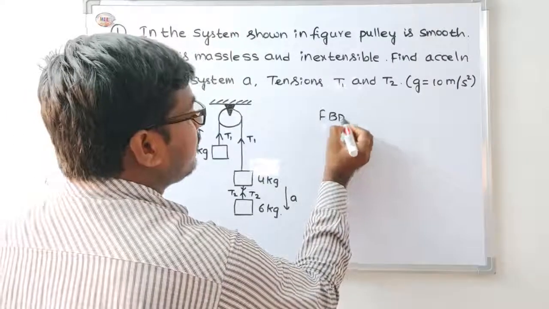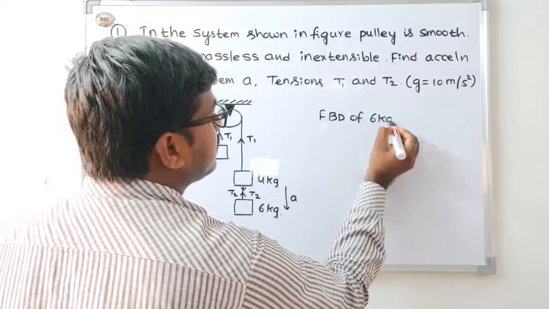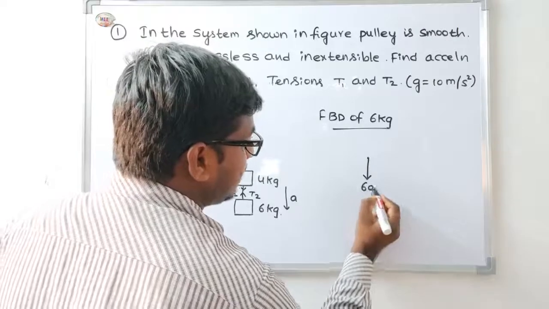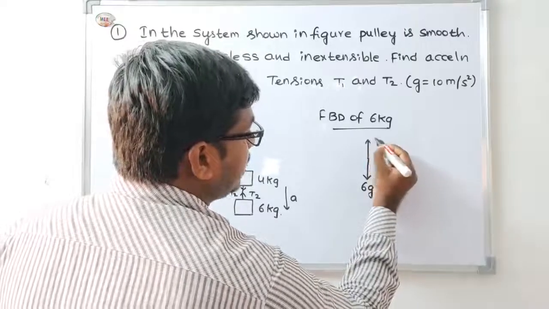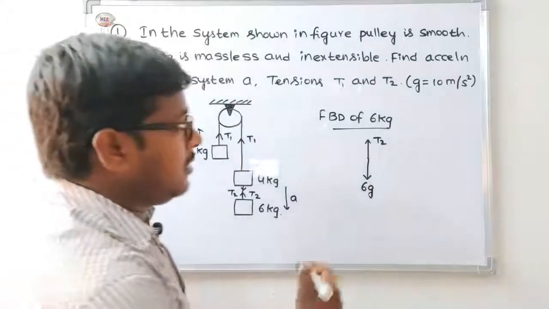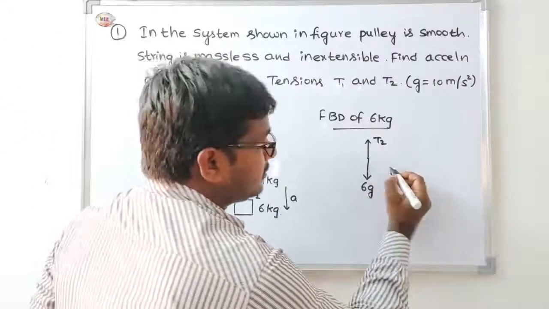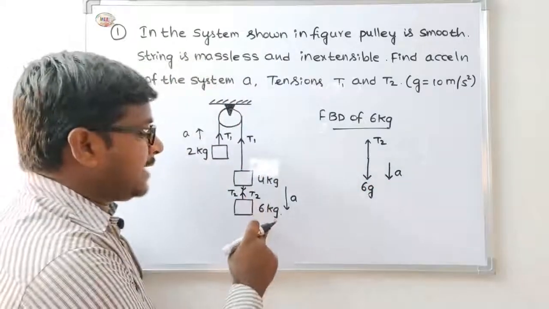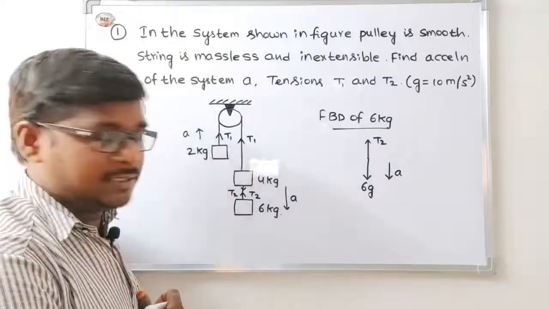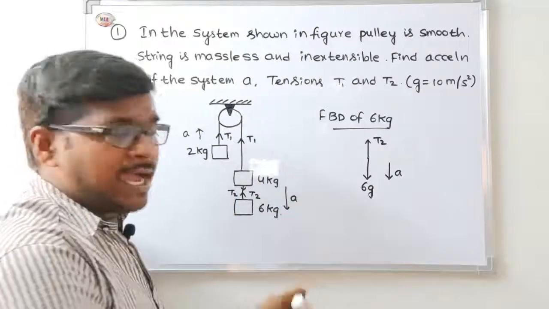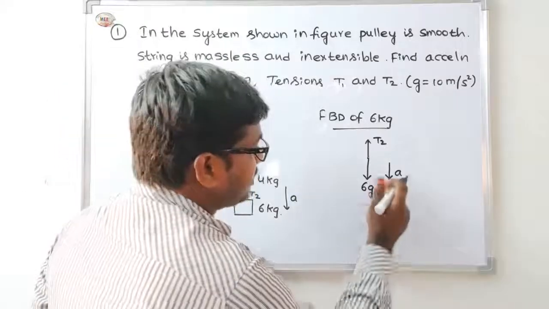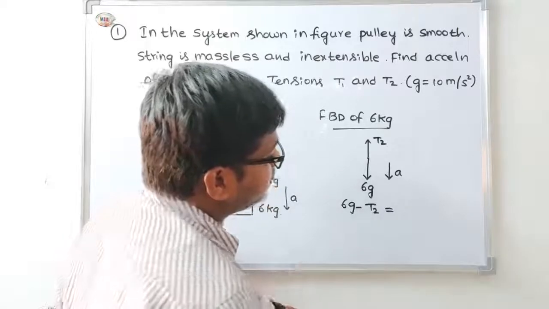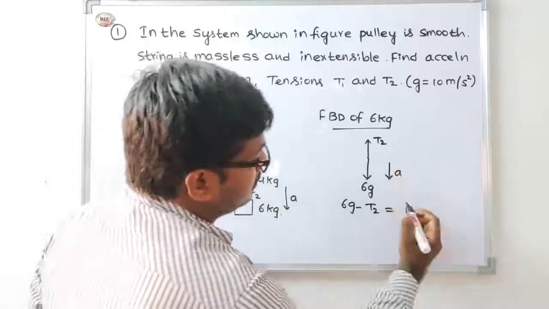The free body diagram of the 6 kg block: 6g is acting in the downward direction, T2 is acting along the string, and the acceleration is acting in the downward direction, because 4 plus 6, that is 10 kg, is greater than 2 kg. That's why the acceleration is acting downward. First write the equation: 6g minus T2 is equal to 6a.